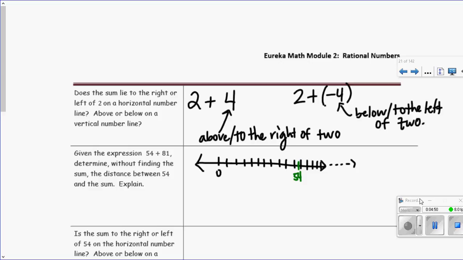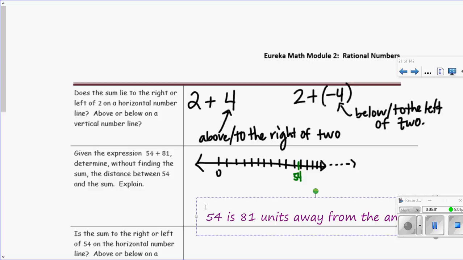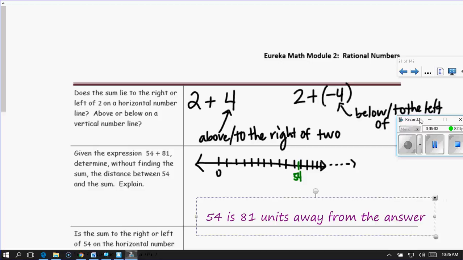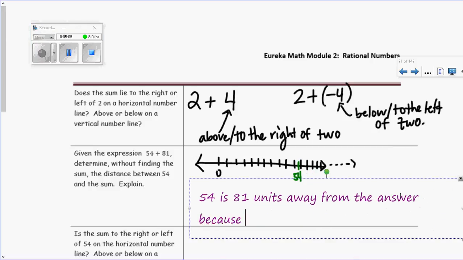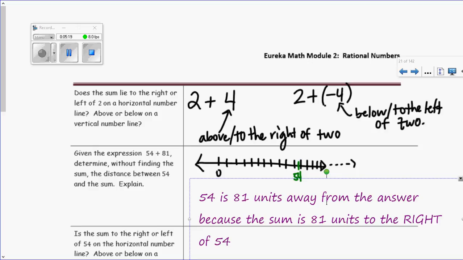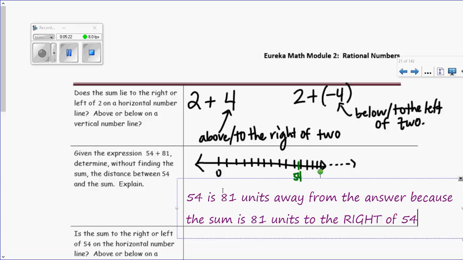So 54 is 81 units away from the answer, because the sum is 81 units to the right of 54. I'll make sure that all fits in one box. So if I were to keep going, I would count 81 units to the right. How about on this one?